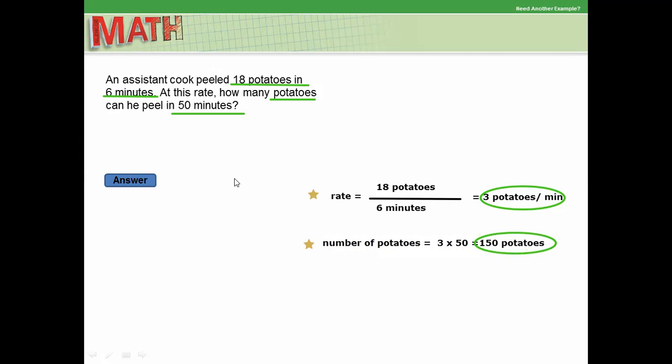Let's check our answer. Our answer is 150 potatoes. Now, I have finished this application on rate.